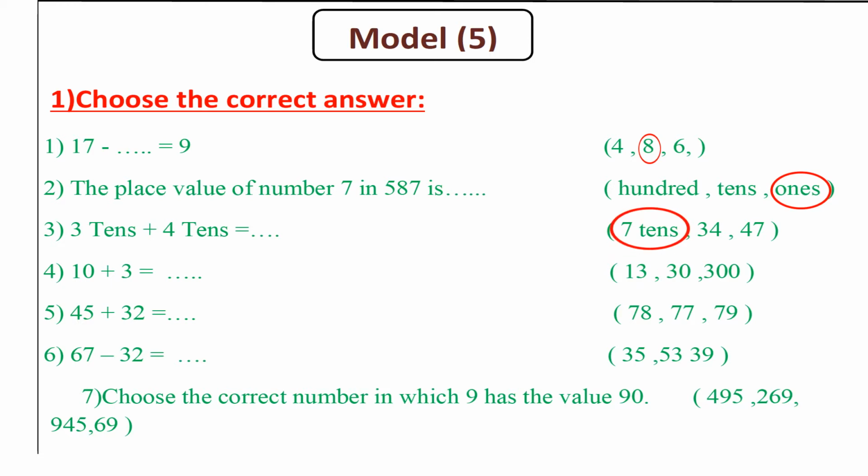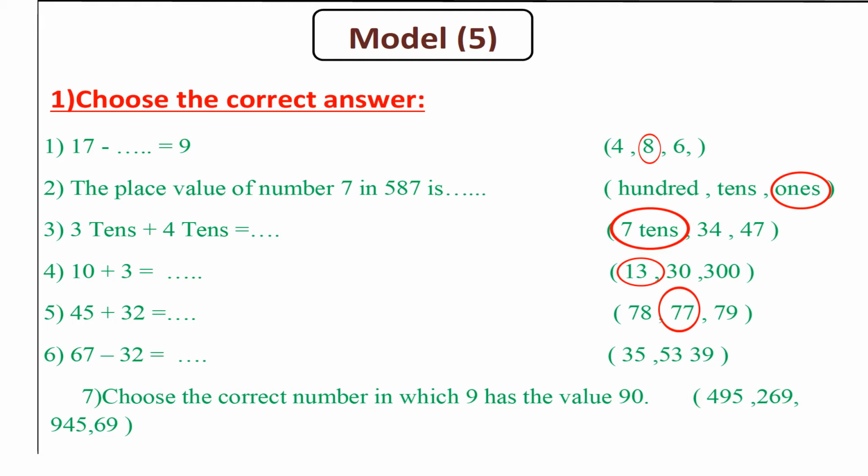Number 4, 10 plus 3. What does that mean? 10 plus 3 equals 30, 13, 30, or 300? It equals 13. Now we have number 5. 45 plus 32. How will we do it? Ones with ones, tens with tens. 5 plus 2 equals 7. 4 plus 3 equals 7. So the answer is 77.